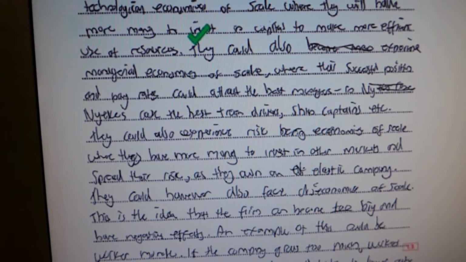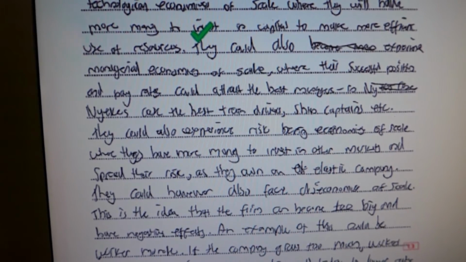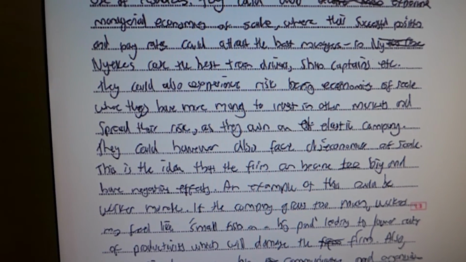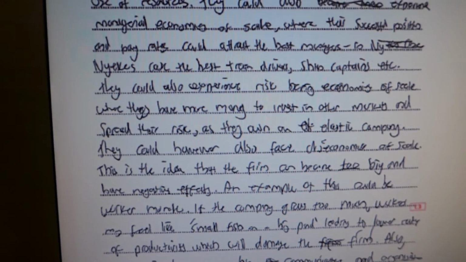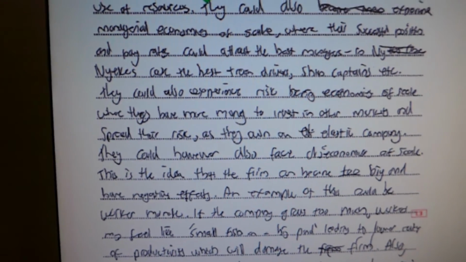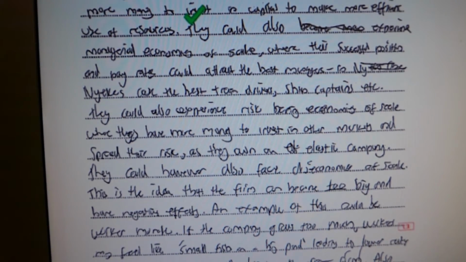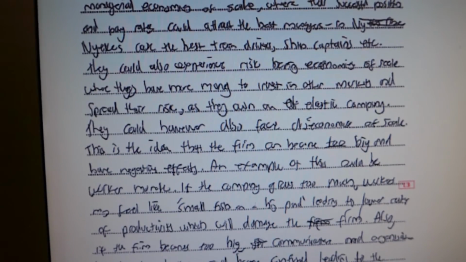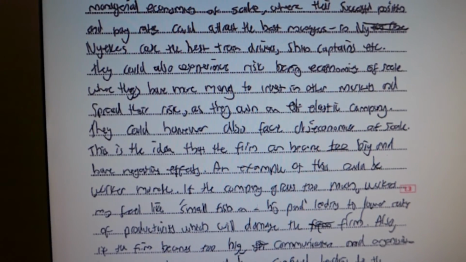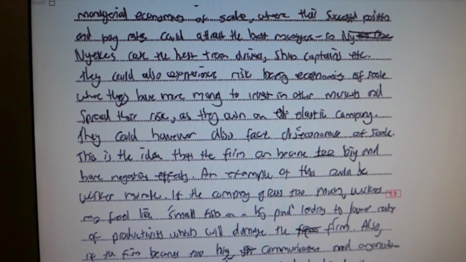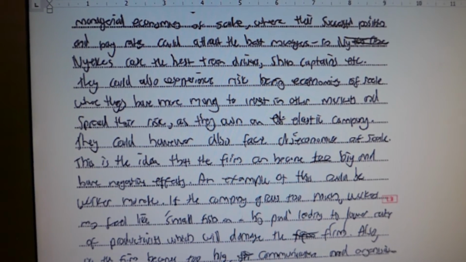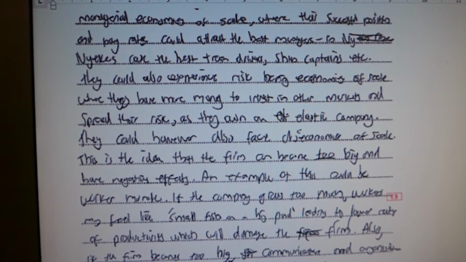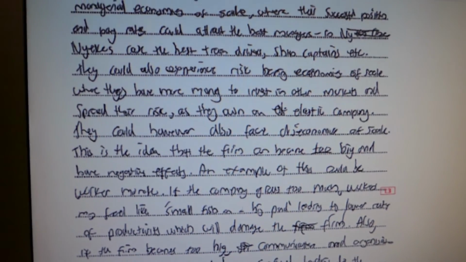Anyway, they could also experience managerial economies of scale, where their successful position and pay rates could attract the best managers. Fair point. So managerial economies of scale, getting the best train drivers and ship captains, etc. They could also experience risk-bearing economies of scale, where they have more money to invest in other markets and spread their risk. Very good point, and one which my students often mentioned. Not having all of your eggs in the one basket, as it were.